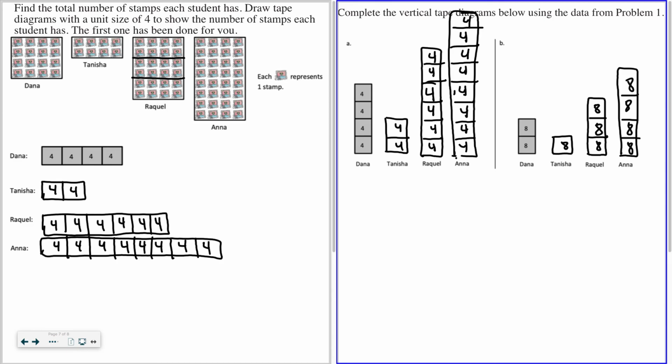So each length of each vertical diagram was split in half. Instead of having 4 parts, I had 2. Instead of having 2, I had 1 for Tanisha. Instead of having 6, I had 3 for Raquel. And what I said already, for Anna, instead of having 8, we have 4. So because I doubled the unit size, the length was split in half or divided by 2.